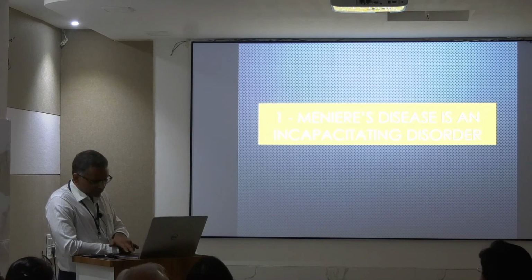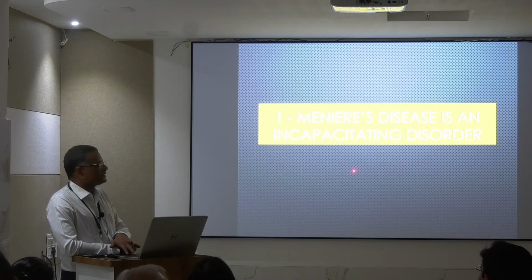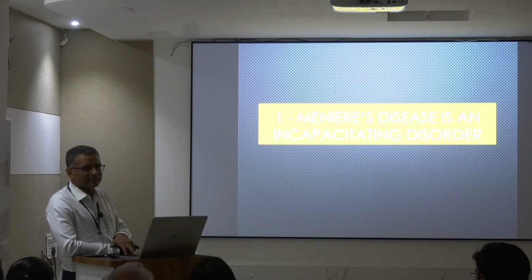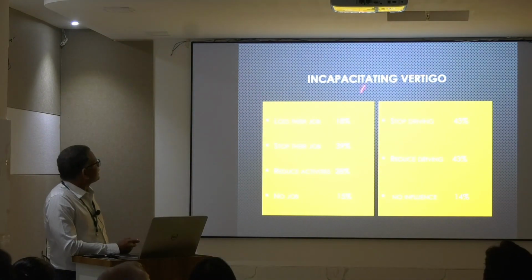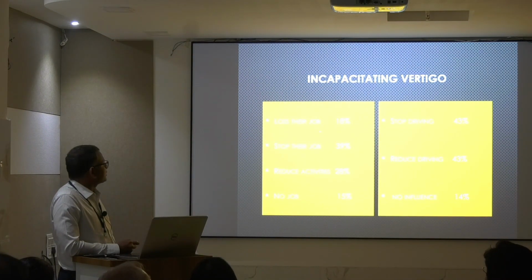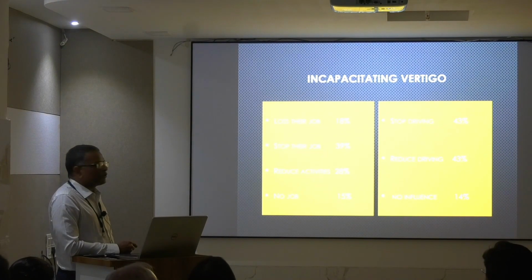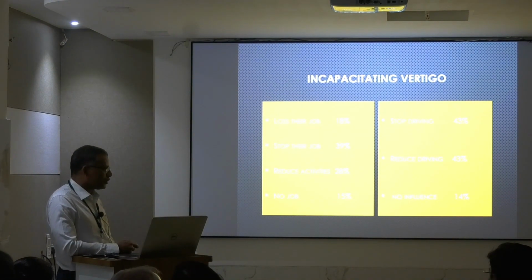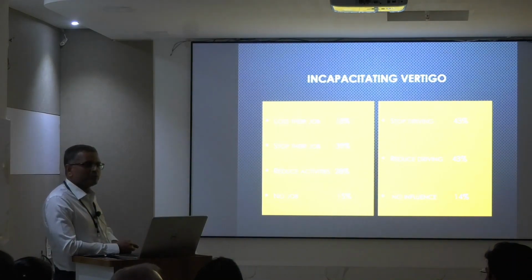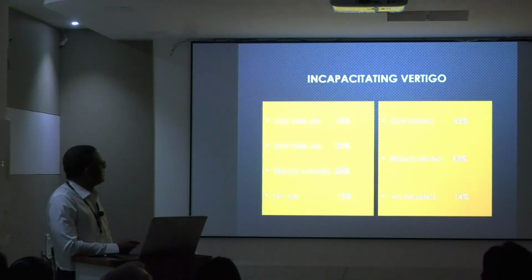So some of the conclusion for Meniere's disease is it is a very incapacitating disorder. It is not like other vertigo. 18% lose their job, 39% stop their job, 28% reduce their job activities, and 15% are not left with a job because they go and fall down every time. They have to take so many leaves that they are no more offered a job. 43% stop driving, 43% reduce driving, and 14% have no influence on driving. So only 14% keep on driving as they were driving before.